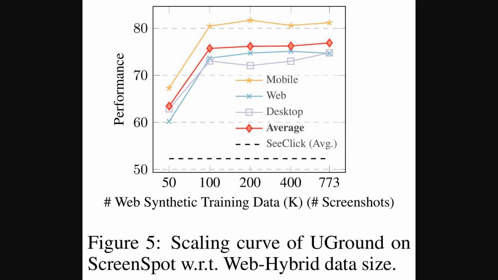Following UGround's strong showing with AI planners, this figure really digs into how it achieves that. We're looking at a scaling curve here, which is just a graph showing how UGround's performance on the ScreenSpot benchmark changes as the amount of its web hybrid training data increases, specifically the number of screenshots. As more screenshots are used for training, from 50,000 up to over 770,000, the accuracy generally climbs, especially on mobile. This upward trend, consistently outperforming the baseline C-click model shown by the dashed line, really highlights the power of that large, diverse dataset we discussed.